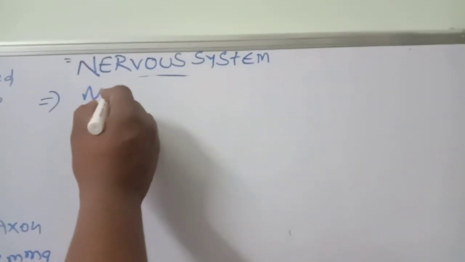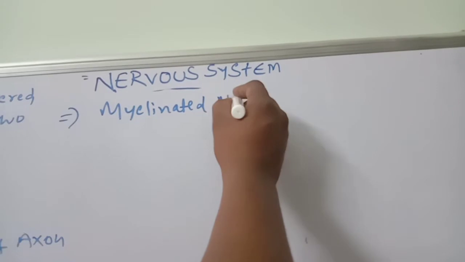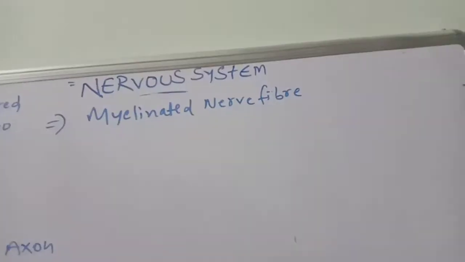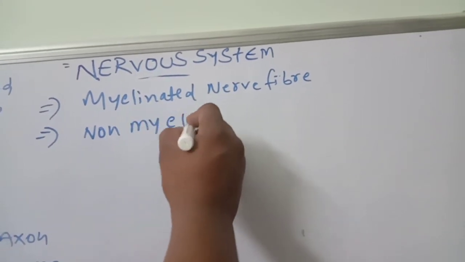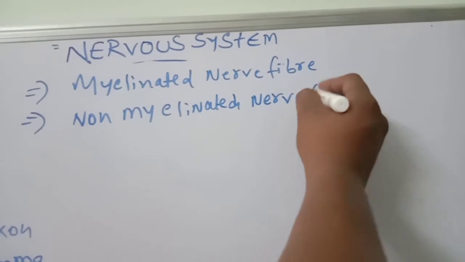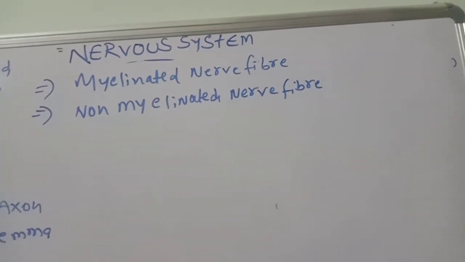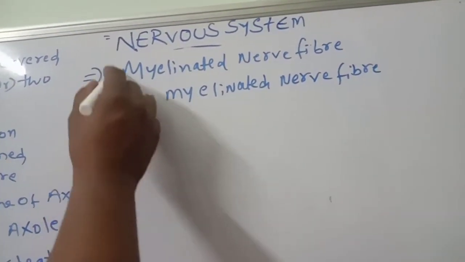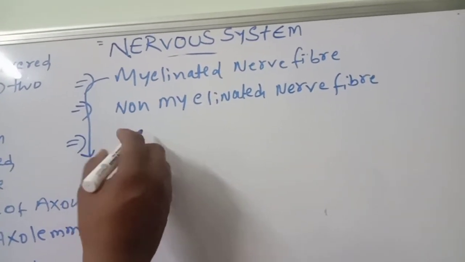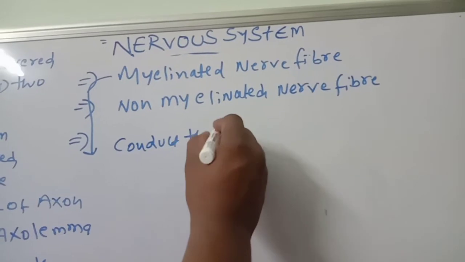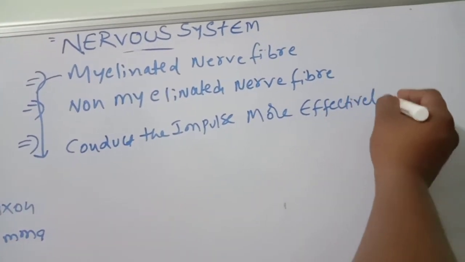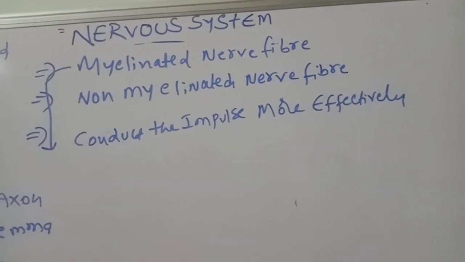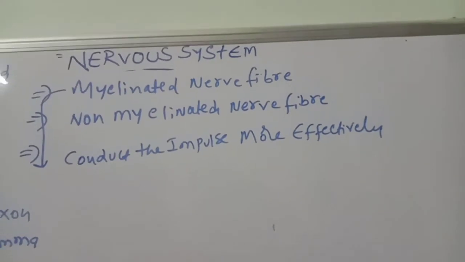Myelin sheath. If the myelin sheath is present, they are called myelinated nerve fibers. If the myelin sheath is absent, they will be called non-myelinated nerve fibers. Myelinated nerve fibers conduct the impulse more effectively than non-myelinated nerve fibers.